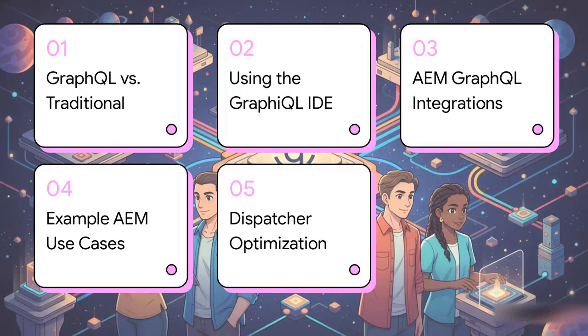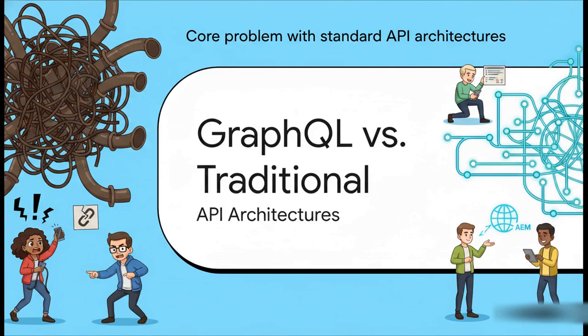So here's our roadmap for today. We're going to look at GraphQL versus traditional APIs, how to use the GraphQL IDE, dive into AEM GraphQL integrations, walk through some real-world AEM use cases, and finally, wrap up with dispatcher and performance optimization. Let's get to it. All right, Section 1.